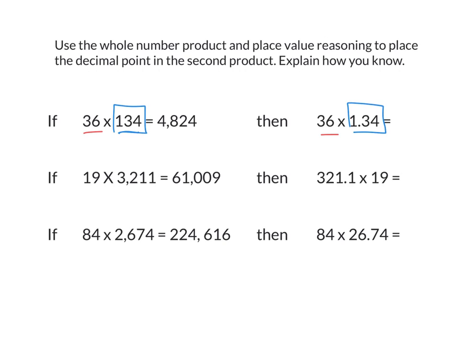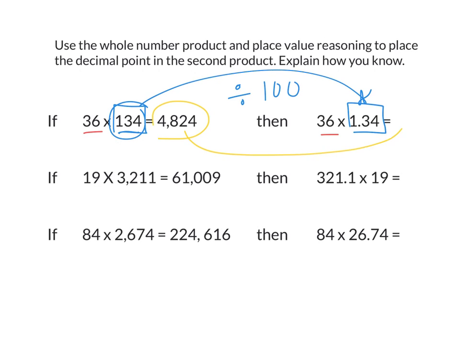134. How many times bigger is it? 100. So to get from this number to this number, what did they do? They divided by 100. So what does that mean for the product? This product, is it going to be bigger or smaller than the second product? Bigger. How do I get from, if I had to divide by 100 to get from here to here, how do I get from here to here? What do I need to do? Everyone? Okay. So what will 36 times 1.34 equal? 48.24. Very nice.